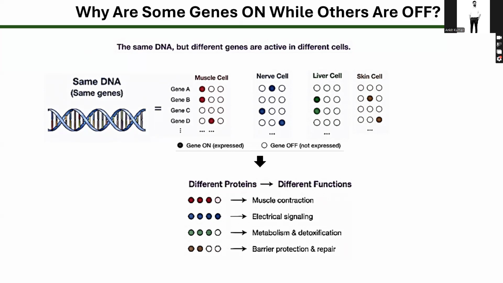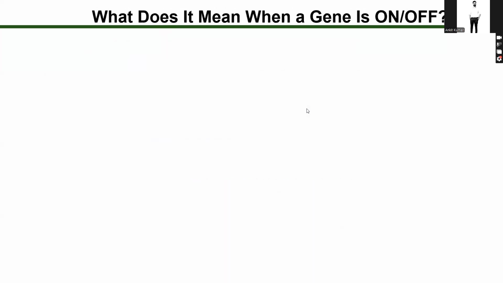Is that clear? So that is why some genes are getting expressed in a cell and some genes are not. But if you see, all these genes are there in all the cells, but not all of them are getting expressed. Different genes are getting expressed in different cells because the working function of all the cells is different.